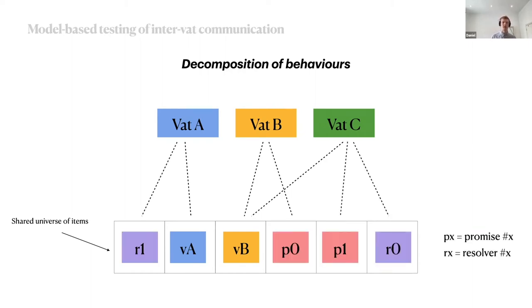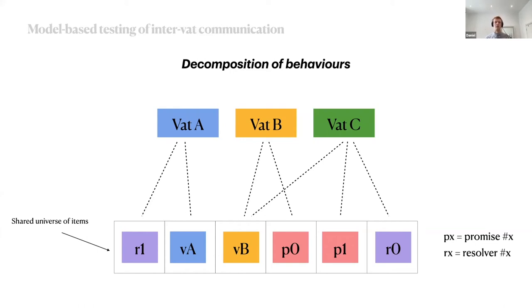We model not only references, but also promises and their resolver functions. So in this configuration, the universe contains two VAT references, VA and VB, as well as two promises and their resolvers, P0 and R0, and P1 and R1. So note that VAT A can access a resolver function for promise one. It can access R1, even though it cannot see promise one.